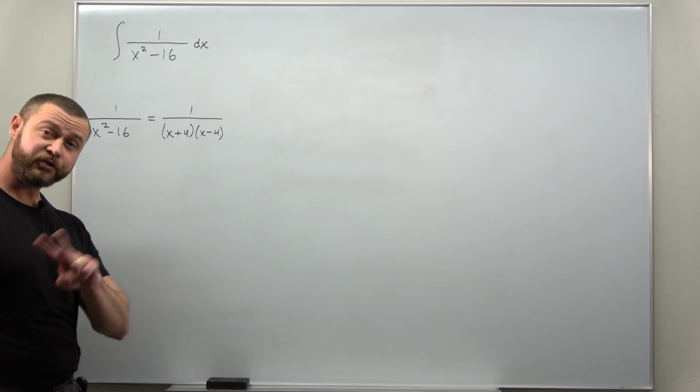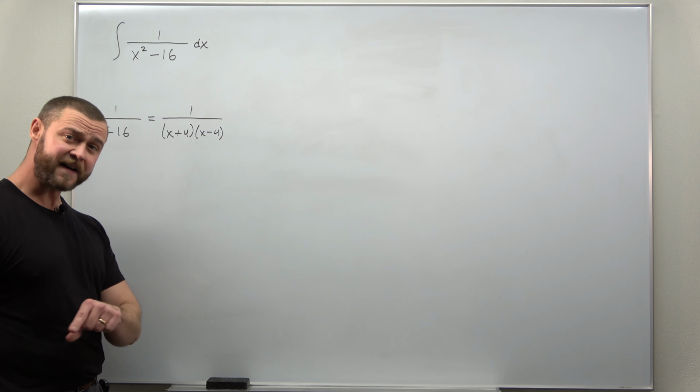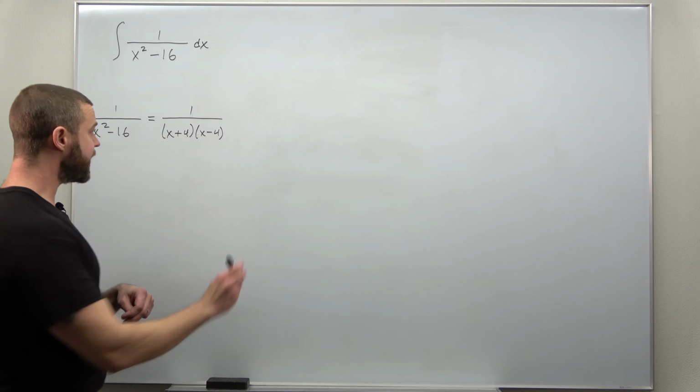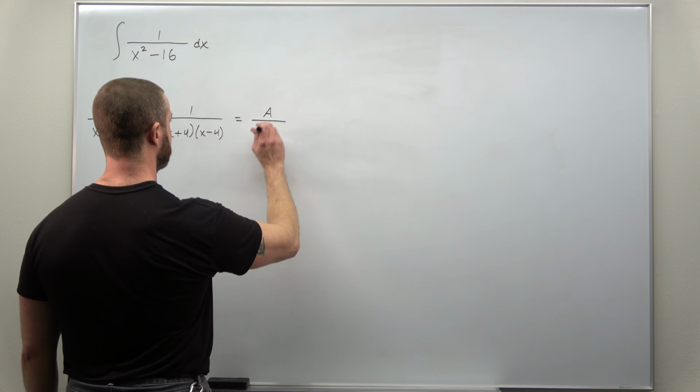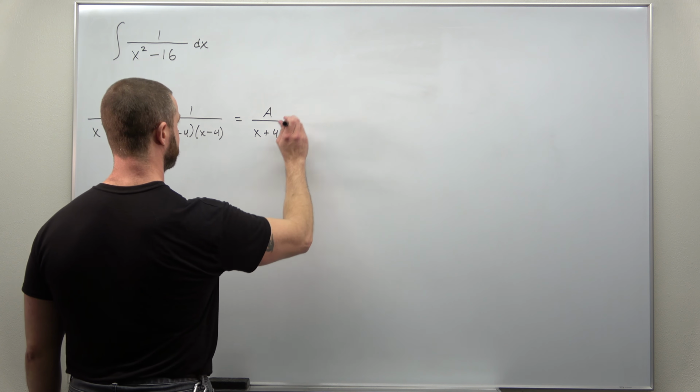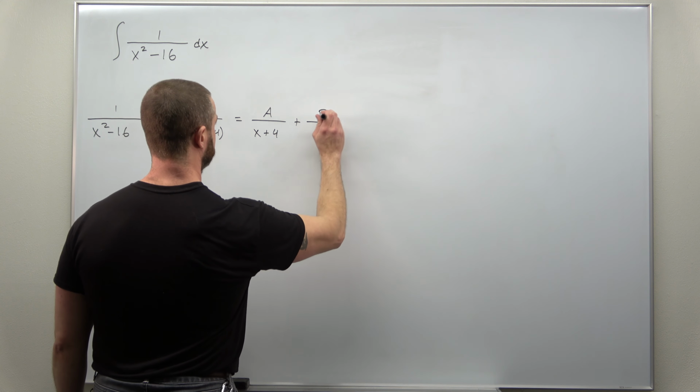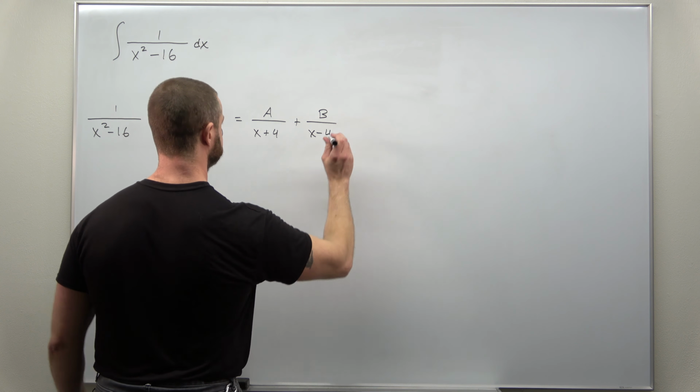And since we get two distinct linear factors, we get two partial fractions of the form a over x plus 4 plus b over x minus 4.